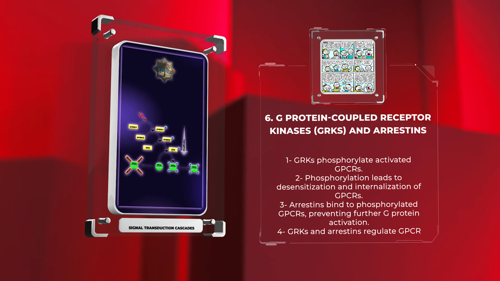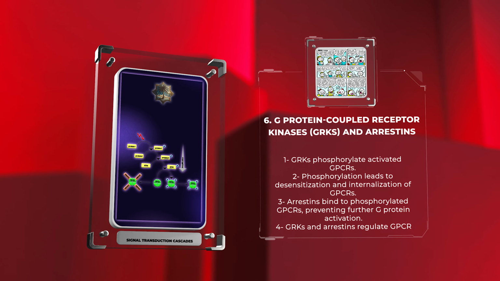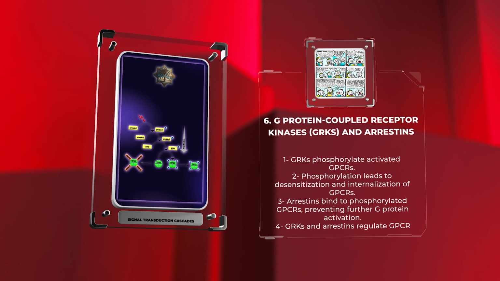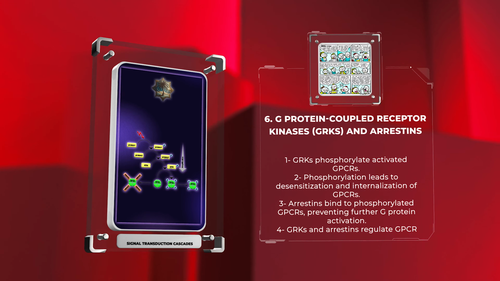GRKs phosphorylate activated GPCRs, leading to their desensitization and internalization. Arrestins then bind to the phosphorylated GPCRs, preventing further G protein activation. GRKs and arrestins play crucial roles in the termination of GPCR signaling and the regulation of receptor responsiveness.